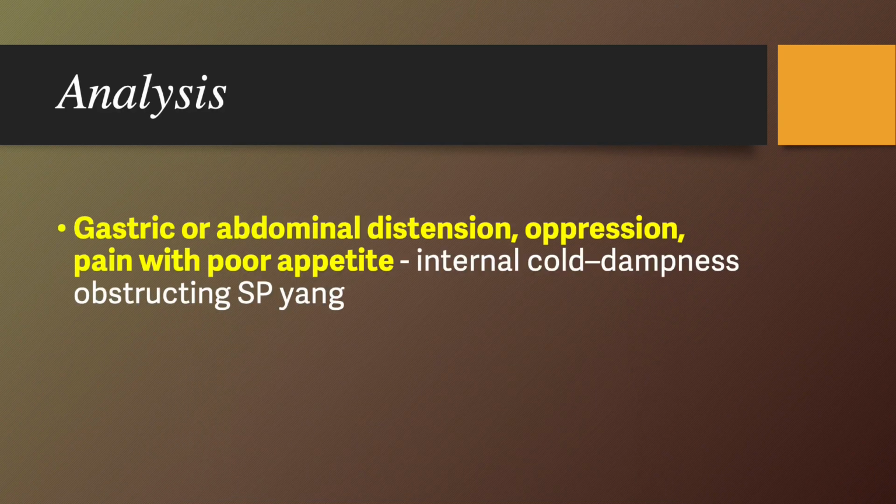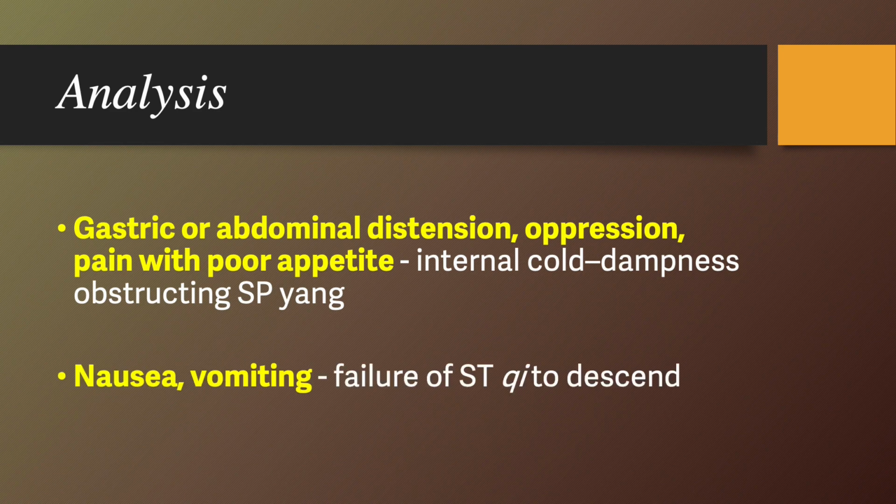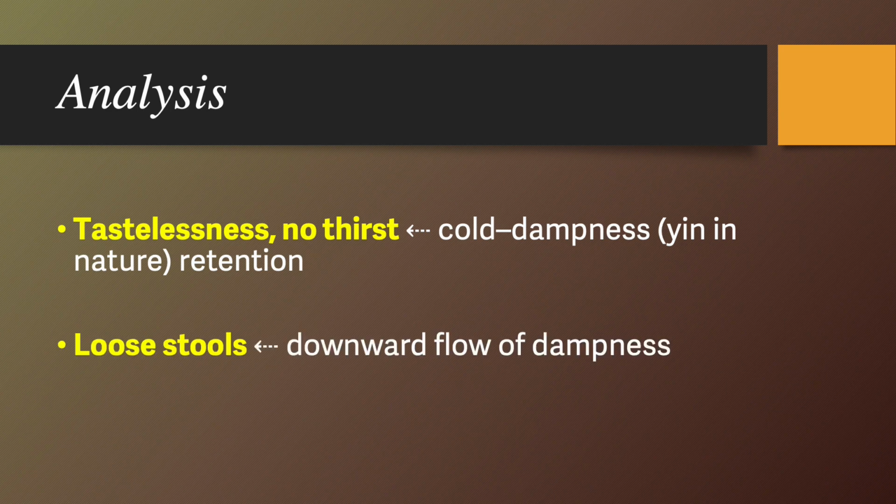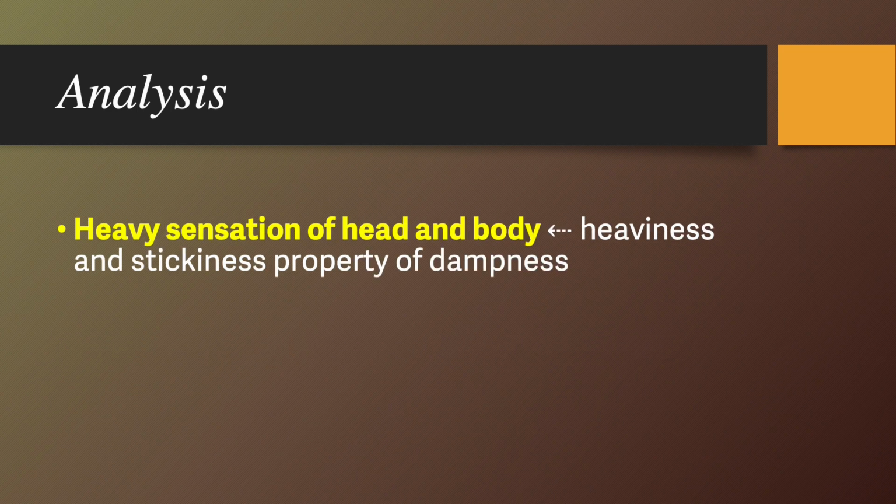Internal cold dampness obstructing spleen yang may cause gastric or abdominal distension, oppression and pain with a poor appetite. Failure of stomach qi to descend may cause nausea and vomiting. Cold dampness, which is yin in nature, causes retention, resulting in tastelessness and no thirst. Downward flow of dampness causes loose stools.